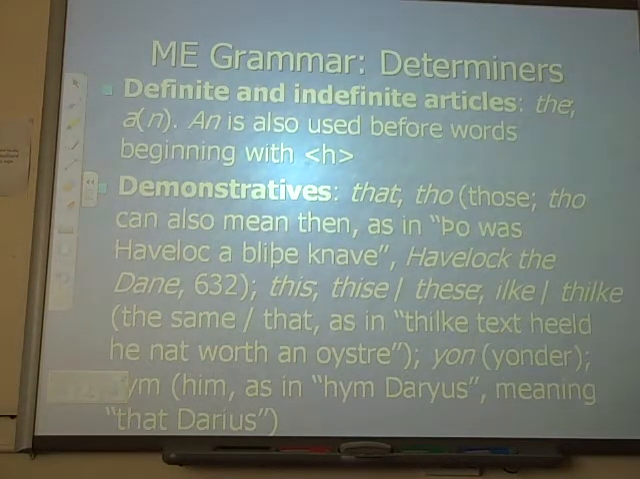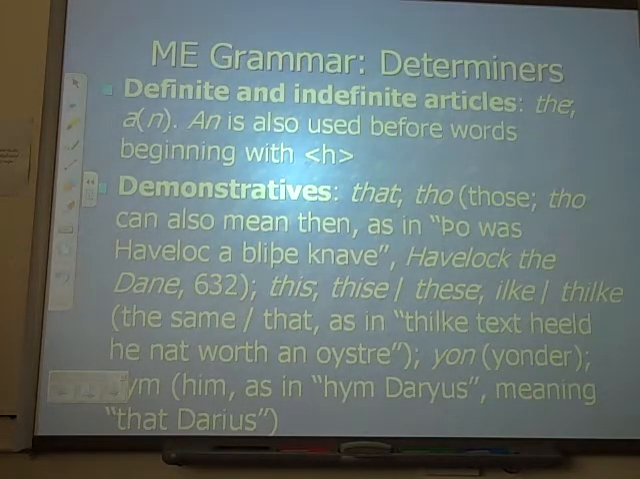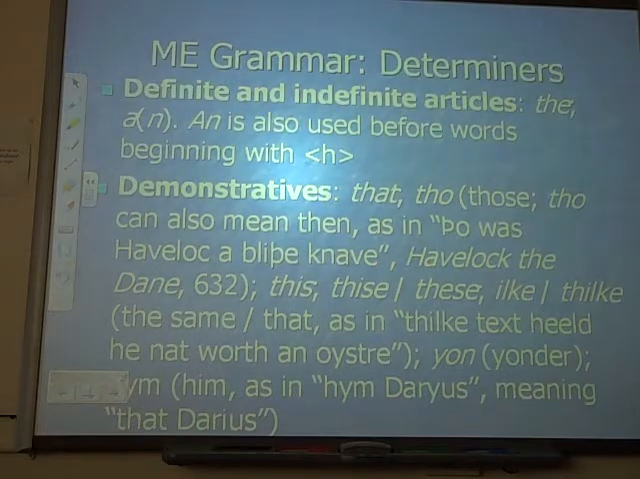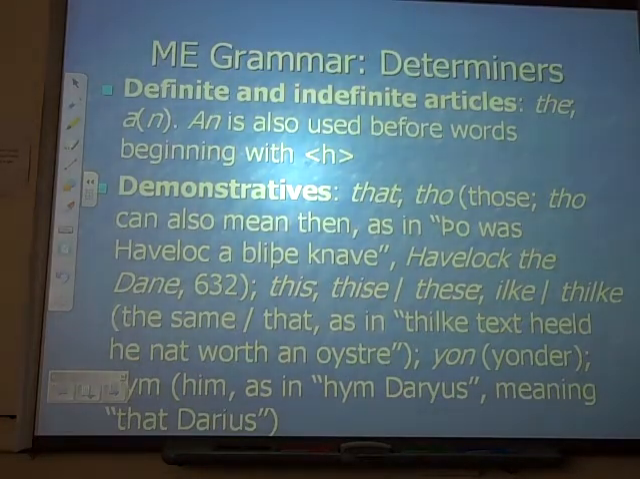This, same as we have now. These and those, same. Ilche and thilche, we don't have now, although ilche you will find in the word we have like, as in comparative, like this, like that. So it means that ilche, that same, that one. It's often just used as meaning that. So yon, we have in an archaic sense, but we tend not to use that now. So yon is yonder. We just notice Y's and I's are variable anyway. As in that's Darius, meaning that is Darius. You have this quite often as a formulation.